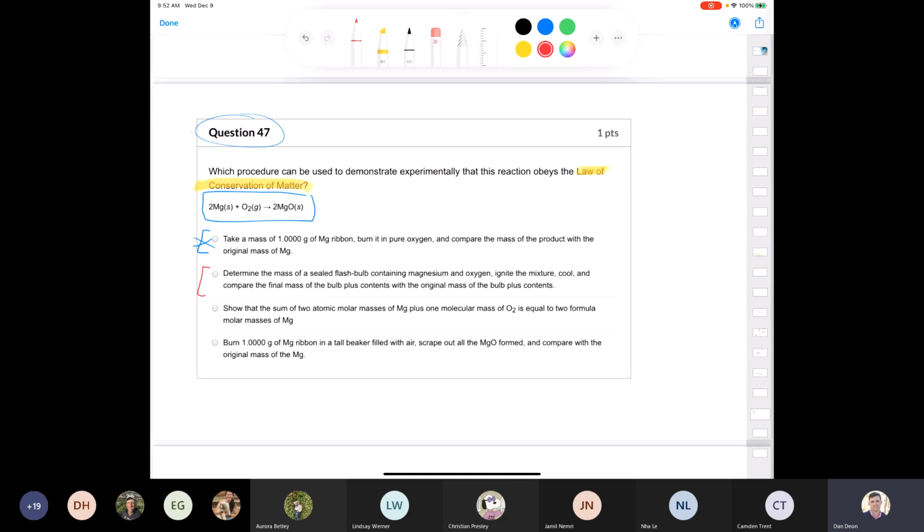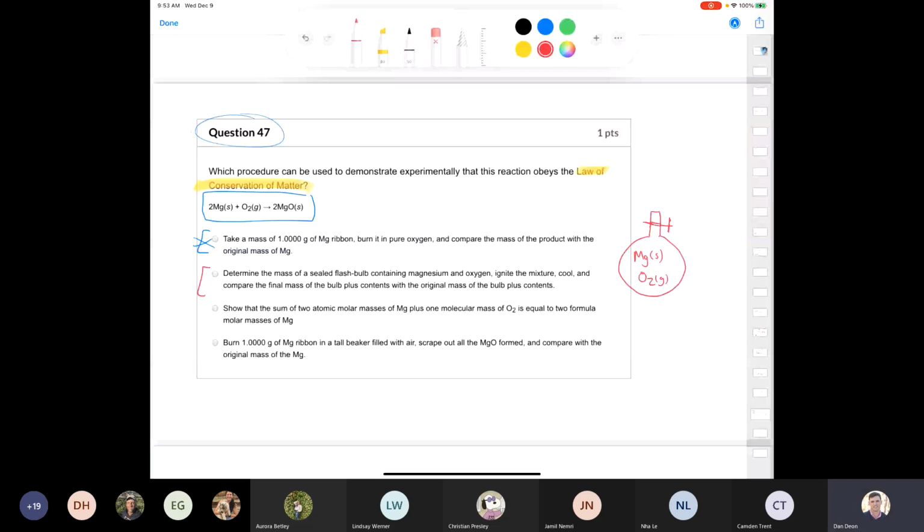The next one says determine the mass of a sealed flash bulb. So that's kind of like just a bulb that's closed, containing magnesium and oxygen. Ignite the mixture, cool it, and compare the final mass of the bulb plus the contents with the original mass of the bulb plus the contents. So look, what you're doing is you're taking some kind of bulb, which could look like a lot of different things. But you got some kind of bulb like this, and then on that bulb, you'd have a stopcock. So you'd have some way of closing it like this. Now inside there, all you have is magnesium and oxygen. You got nothing but those two. Then you ignite it.